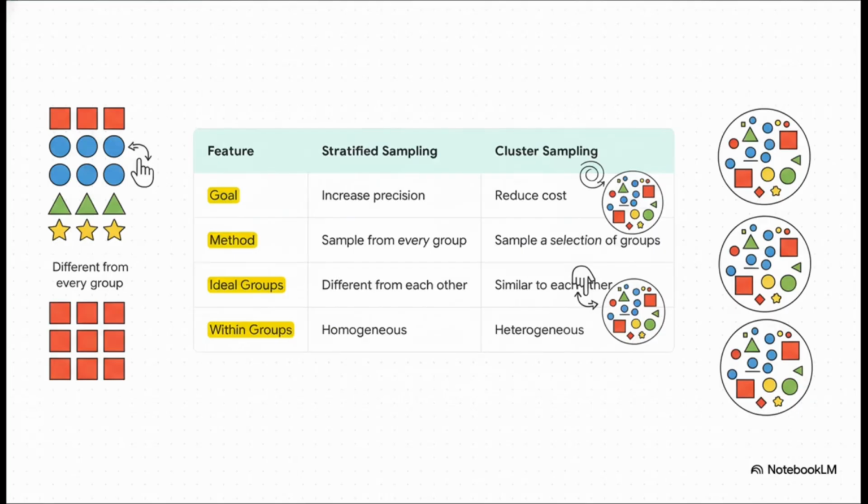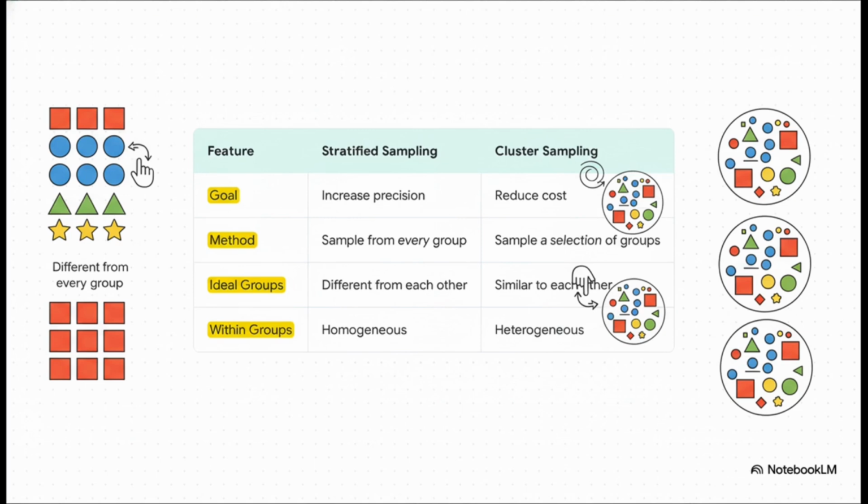Let's just walk through this table because it makes it so clear. The goal of stratified sampling is to increase precision. The whole point of cluster sampling is to reduce cost. Their method is totally different too. With stratified, you sample from every single group. With clustering, you only sample a selection of the groups.